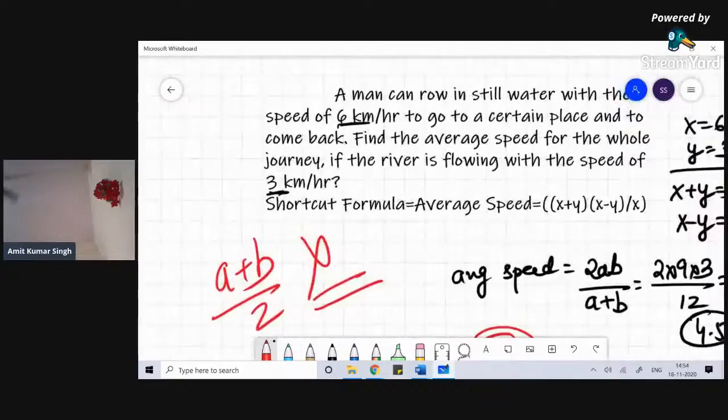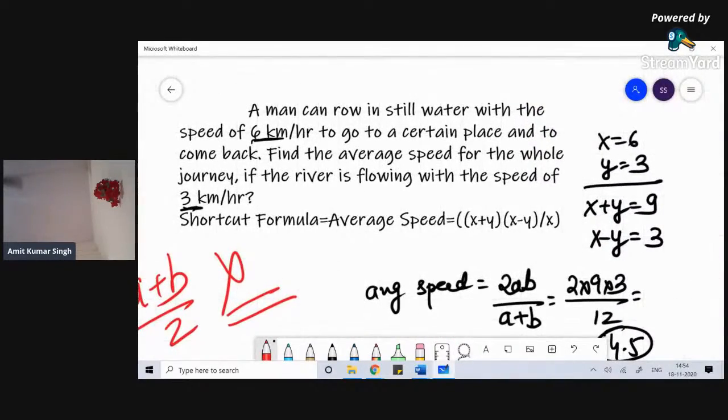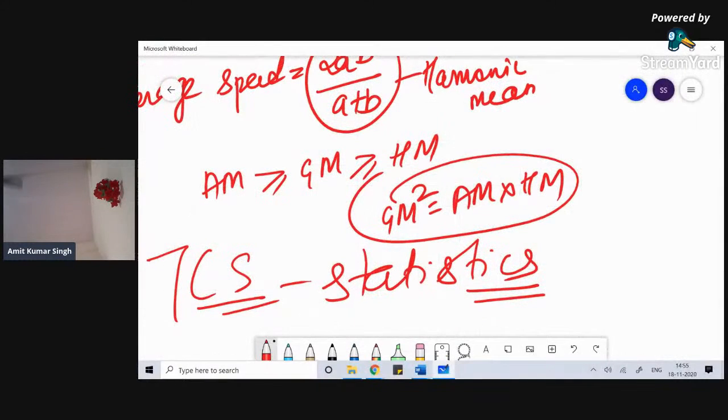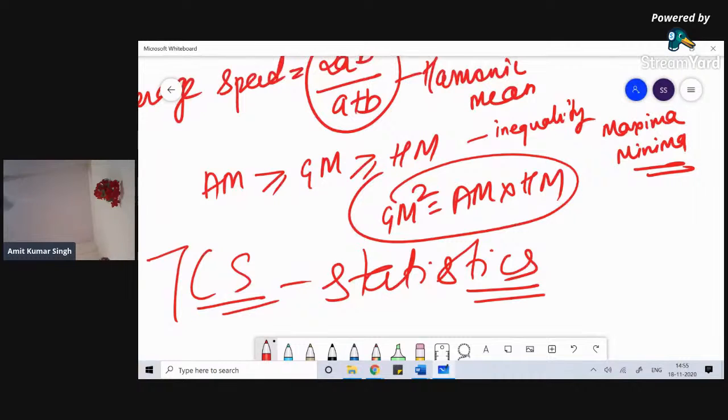So make sure you don't forget the concept of statistics that you have studied in the past. Again, this relation, arithmetic mean greater than geometric mean greater than harmonic mean. We use inequalities to solve maxima minima problems of inequalities. To solve those problems, we use this concept. I hope you will not forget these concepts. These things are very important.